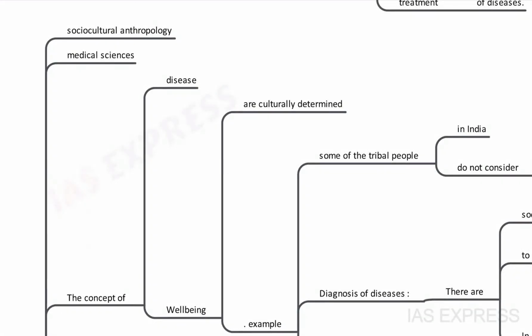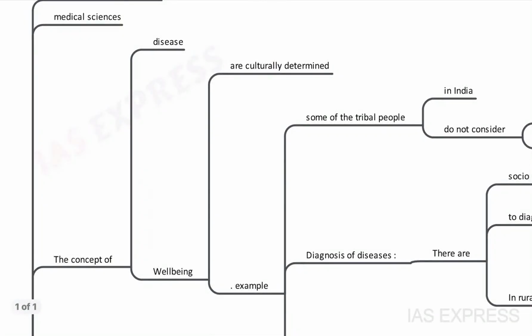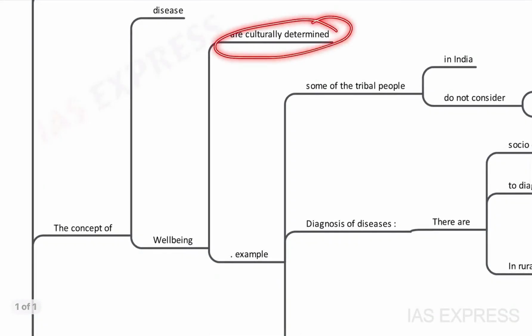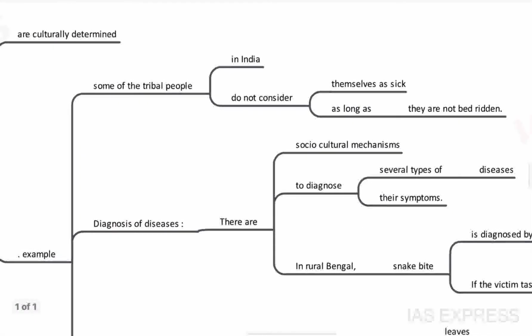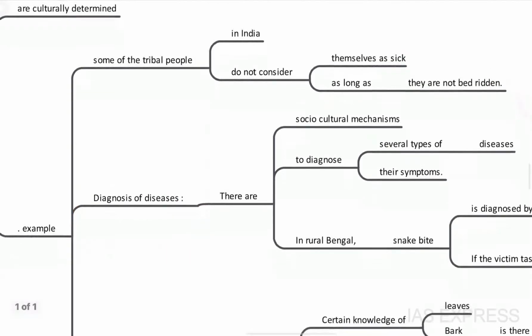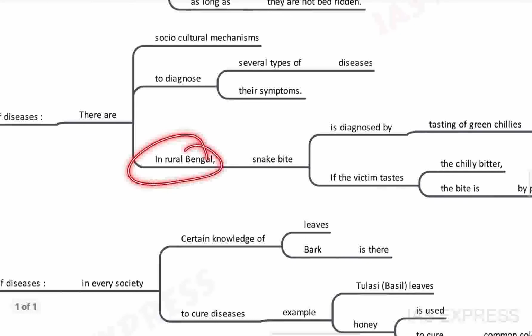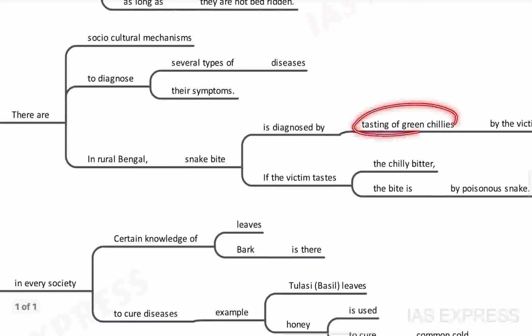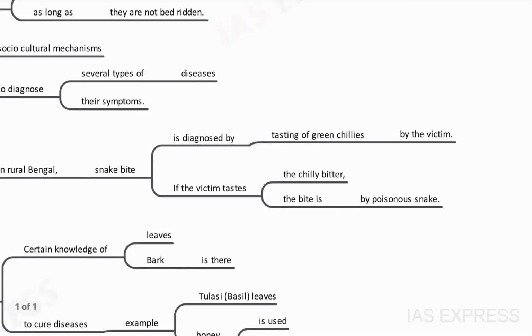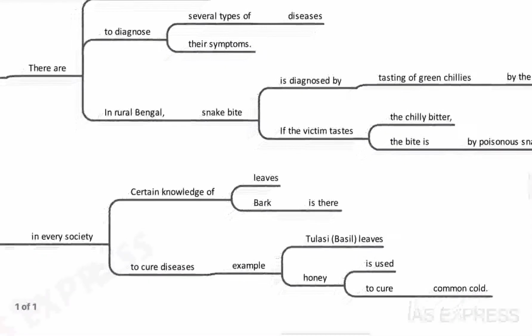See, here the concept of disease and well-being is culturally determined. For example, some tribal people in India do not consider themselves sick as long as they are not bedridden. This you will see in many tribal societies. The diagnosis of diseases, here also there are socio-cultural mechanisms to diagnose several types of diseases and their symptoms. For example, in rural Bengal, snake bite is diagnosed by the victim tasting green chilies. Suppose the victim bites on the green chili and it is bitter, then the bite is from a poisonous snake.